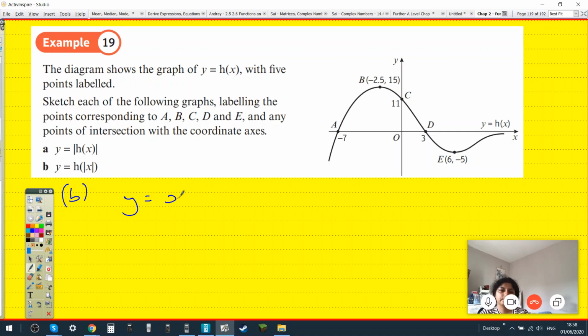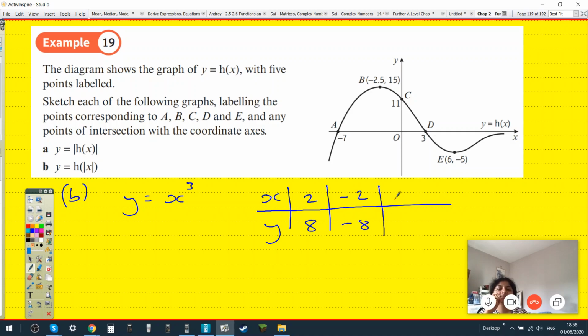Y equals x cubed. When x is 2, what is y? 8. When x is minus 2, what is y? Minus 8. When x is modulus of minus 2, what is y? 8. Yes. And so the modulus of a negative is the same as a positive. So it's just the same graph. It is like a repeat of the positive side in the negative side.